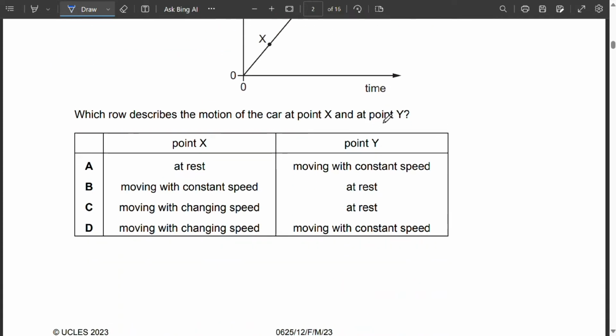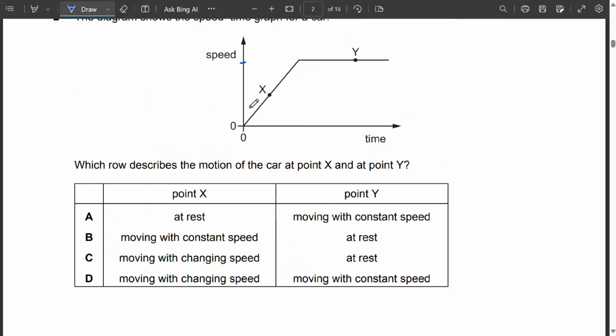Now, which row describes the motion of the car at point x and at point y? We know that x is moving with changing speed, and y is moving with constant speed, because this line represents that the object is moving with constant speed. So D will be the correct option.